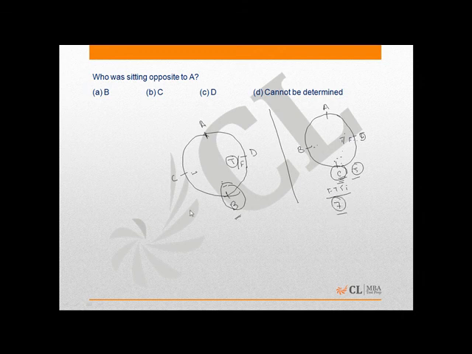Now the only case that we are left with is D sitting opposite to A, so the answer for this question will turn out to be D, the third option.